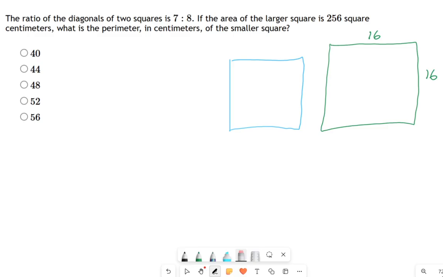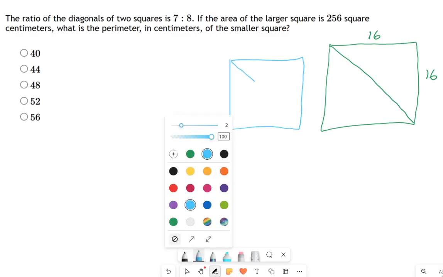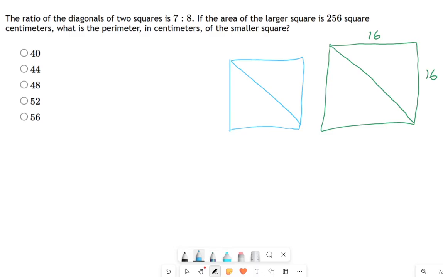Now, how do we deal with this ratio information? Well, what that's telling us literally is that this diagonal length right there is a little bit bigger than the blue diagonal length here. And it can be a little complicated to think about the diagonals of a square, right? That gets into a little bit of trigonometry with square root 2's and 45-degree angles and blah, blah, blah.